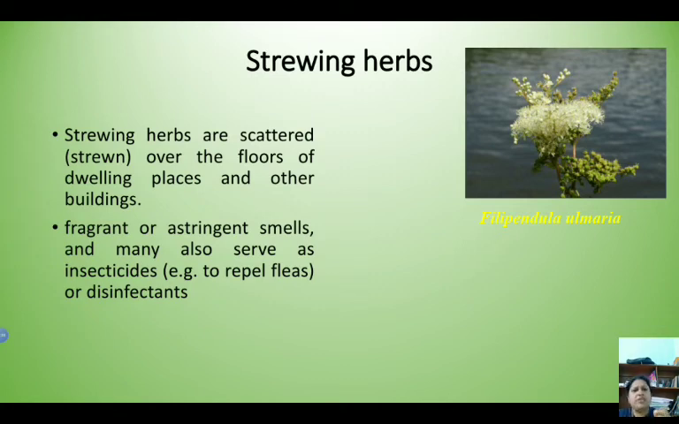The specialty of these is that they have a fragrant or astringent smell. It doesn't smell very bad, so it has a fragrance and is mainly used as an insecticide to repel flies or as a disinfectant. An example is Filipendula ulmaria. It is found even in watery areas and also on the floor areas. You can see this Filipendula ulmaria.